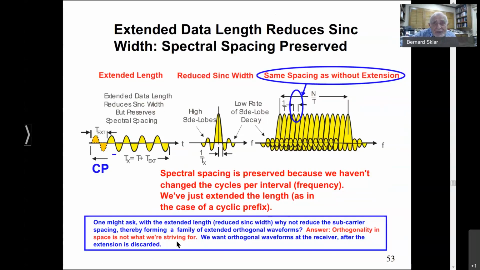We don't care about what's happening as it wafts through the atmosphere or into empty space. We don't want it to be orthogonal there. We want it to be orthogonal when it arrives at the receiver, and the first thing we do is remove that cyclic prefix. That's when we want it to be orthogonal. So you see, that's the reason why we don't simply make it orthogonal as 1/T OFDM.